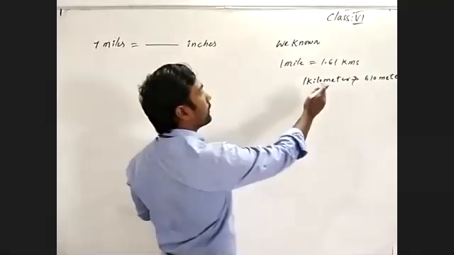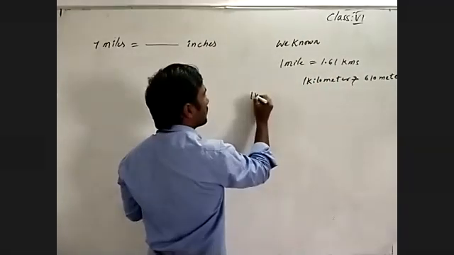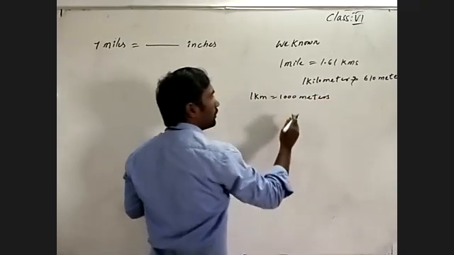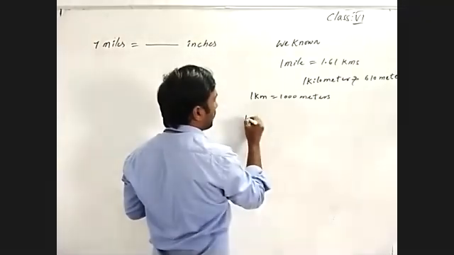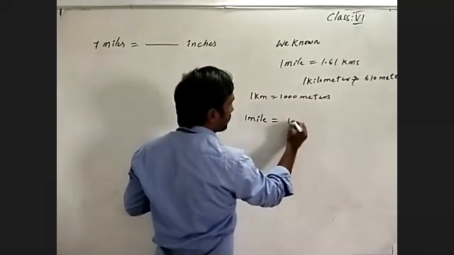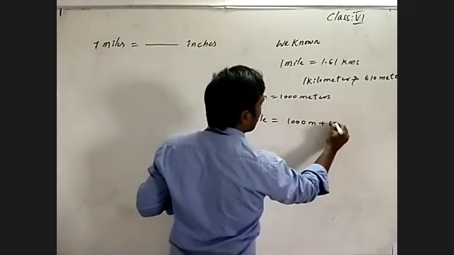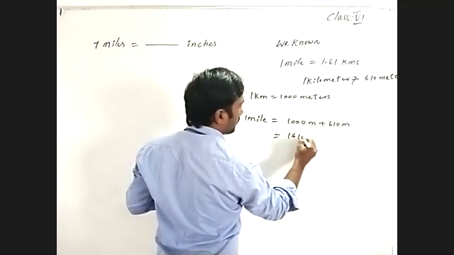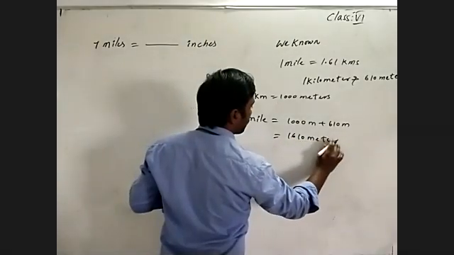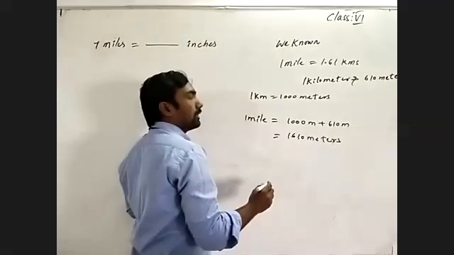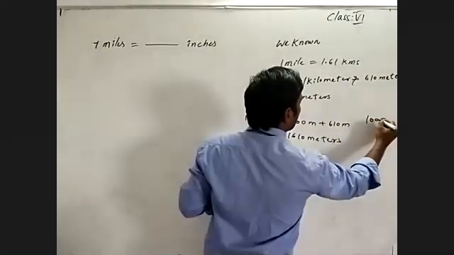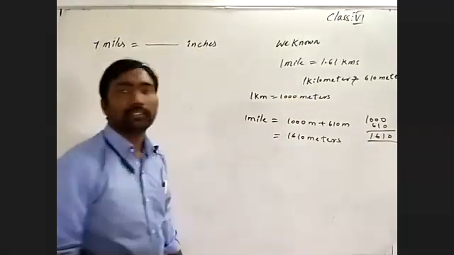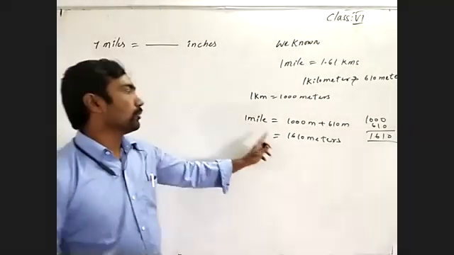So how many total meters are present? 1 kilometer is equal to 1000 meters. So how many meters are there in 1 mile? 1000 meters plus 610 meters. By that what happened? 1610 meters. See there, 1610 meters in 1 mile.